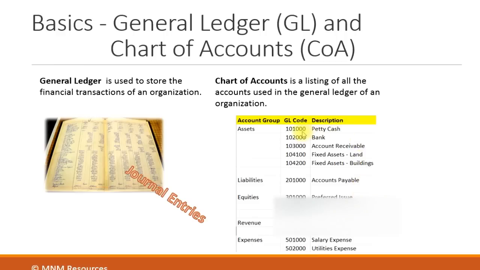As you can see on this image, you can have the GL, General Ledger, you can give it a code and a description is given. A code is given so it's easily identifiable among users rather than mentioning the description. For example, the petty cash code is 101000. For bank, it's 102000 and so on. So let's once again look at the terminologies. The General Ledger is used to store the financial transactions of an organization, and the chart of accounts is a listing of all the accounts used in the General Ledger along with their description.